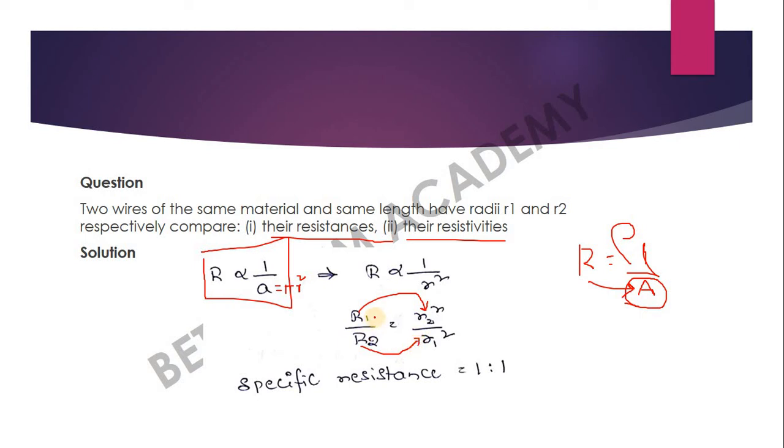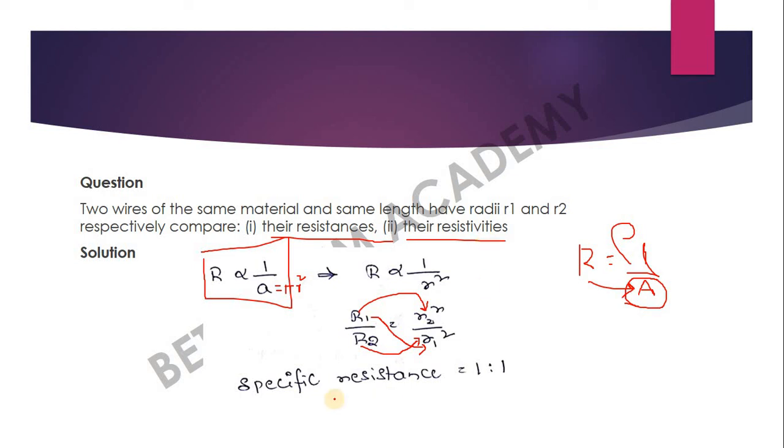It is inversely proportional. So if the resistance is in the numerator, the corresponding radius should be in the denominator, because both of them are inversely related. So I will get R1 by R2 is equal to r2 square by r1 square. This is the relationship that we need to get.